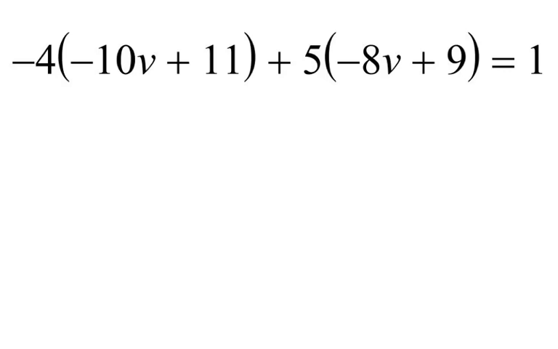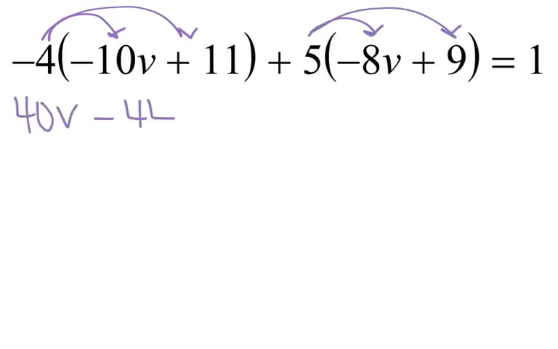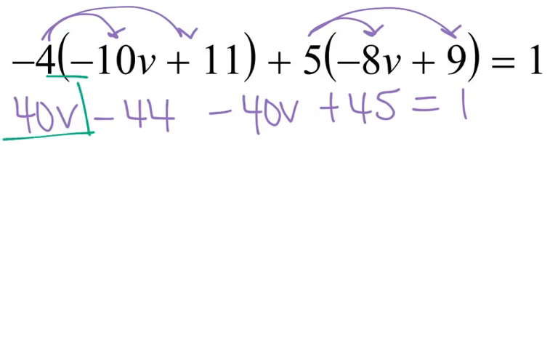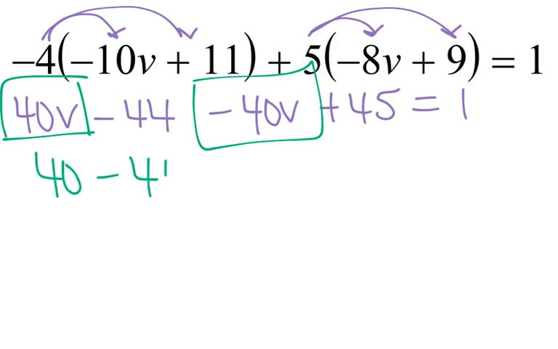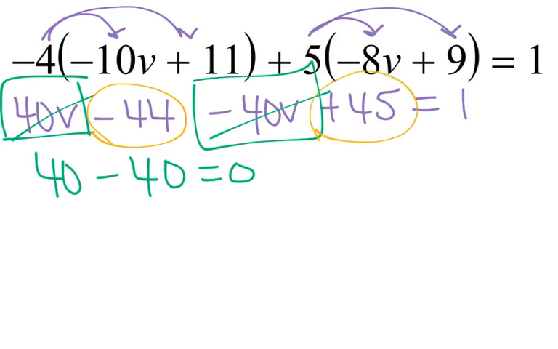I want to do one more of these, because one, there's a step up in level, and two, because you get something interesting here. When you distribute the negative 4 and the 5, and I'm going to do that all in one step here, I get 40v minus 44, and then negative 40v plus 45, and that equals 1. The interesting thing is that when you combine your like terms, 40 minus 40 is equal to 0, which means the v's cancel and they no longer exist. Then if I combine my numbers, I get negative 44 plus 45.